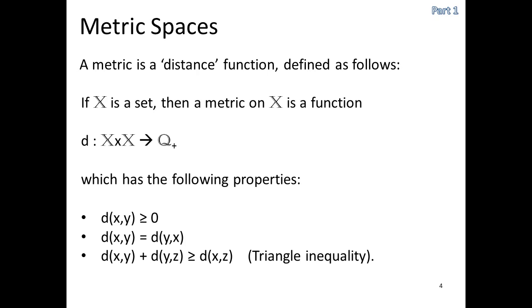It has to satisfy the following properties: that the distance from x to y is non-negative. It will only equal 0 if the points coincide. The distance from x to y is the distance from y to x, and it has to satisfy the triangle inequality.